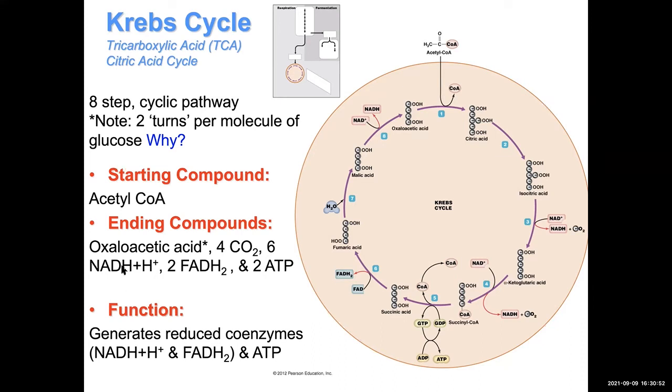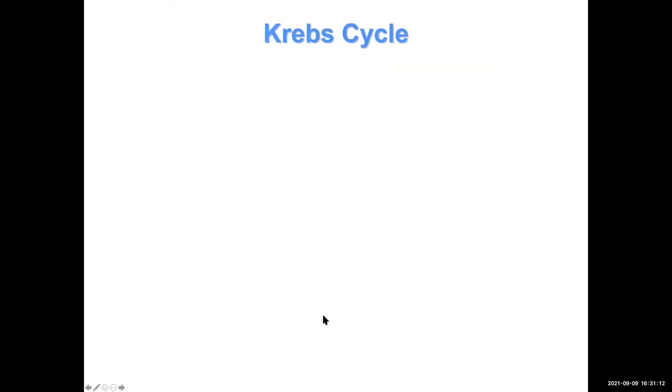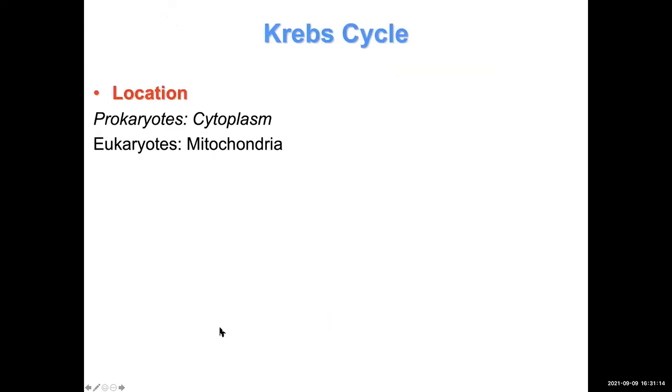It generates reduced coenzymes, NADH and FADH2, as well as ATP. And now you understand the methods through which these were generated. I hope, yeah? So make sure that you review this because it may make sense now, but if you do not review it, you will forget it, okay? So please make sure that you review this. Let's continue on. All right, so the Krebs cycle, the location is important. In prokaryotes, the Krebs cycle occurs in the cytoplasm.